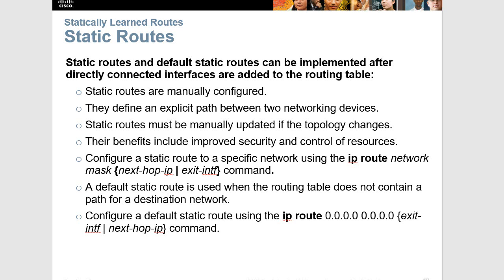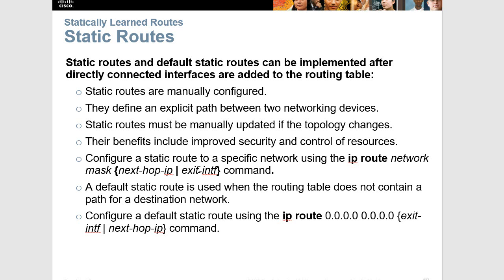The command to configure a static route is just going to be to type in from global config IP route, and then the network that you're trying to reach and its subnet mask. So that's why you got network and mask there. After that, you either use the next hop IP address or the exit interface you're going to use to get to said network. Usually it's going to be a little easier just to type in the exit interface.